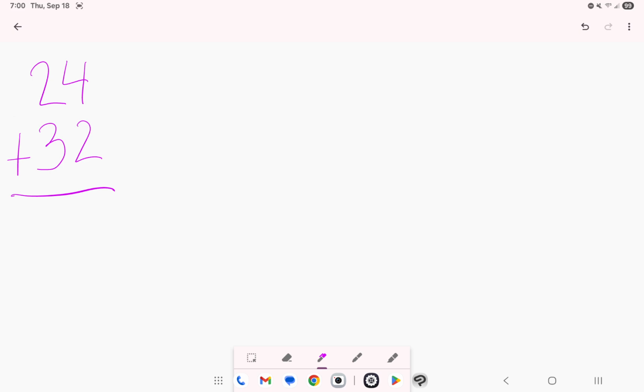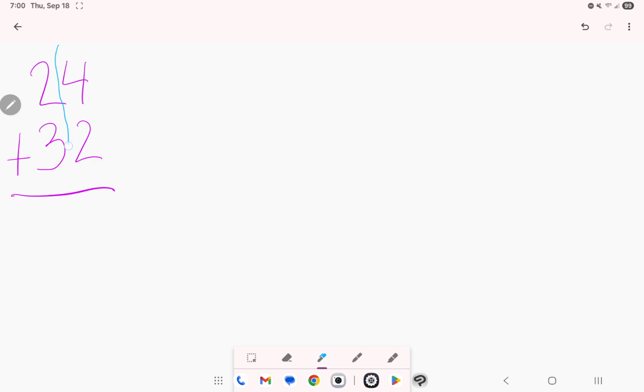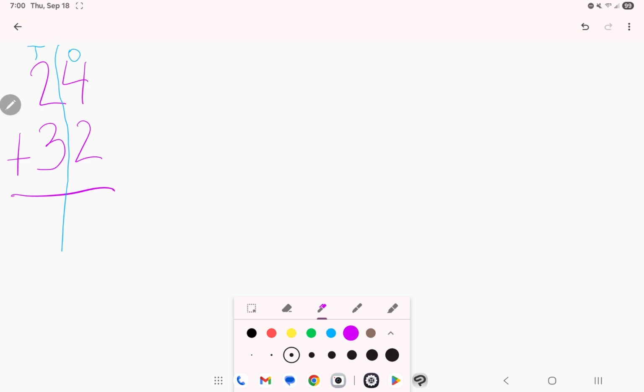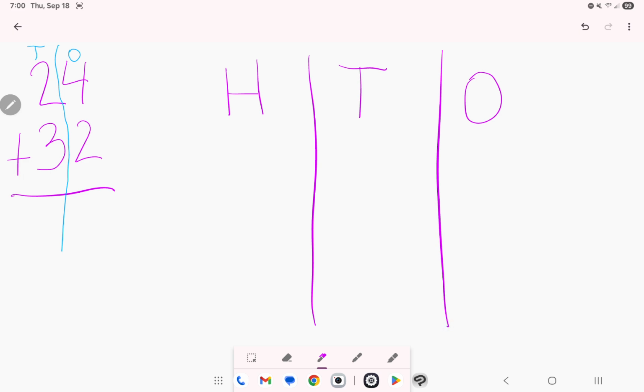But that is more abstract than what our kids need right now. So this is how we break it down for them. I'm going to use a different color just to help illustrate this. So basically what they see in class is us breaking that up into tens and ones, okay? And then we go to our hundreds, so we make our HTO chart, which this problem doesn't have a hundreds place, obviously, but it still doesn't hurt to make the HTO chart.